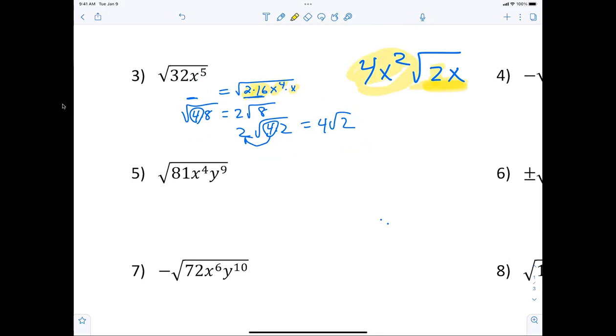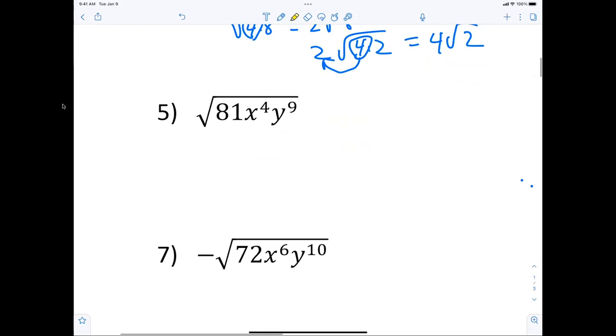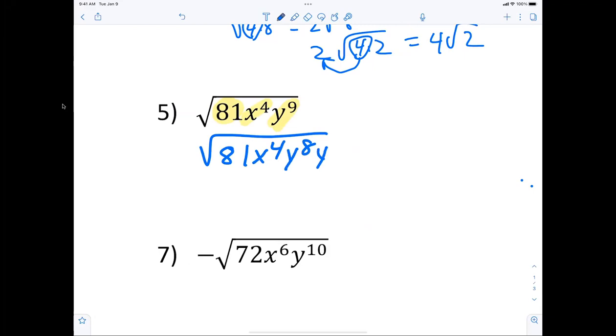All right, so the square root of 81. What's the square root of 81? Is that a perfect square? Yes. Is x to the fourth a perfect square? Is y to the ninth a perfect square? No, because variables have to be even to be perfect squares. So what we're going to do is break this down into 81, x to the fourth, y to the eighth, y. In a little while, you'll get so good at it that you don't have to do that step. But right now, you're just learning. So you break them down into perfect squares.